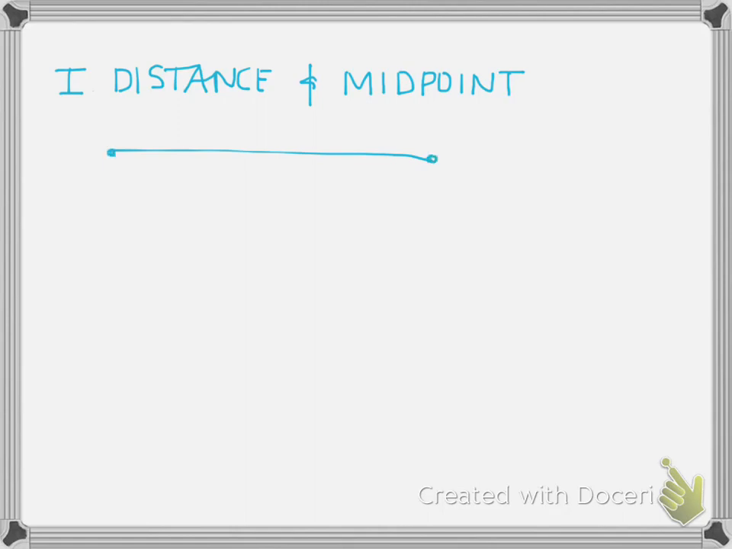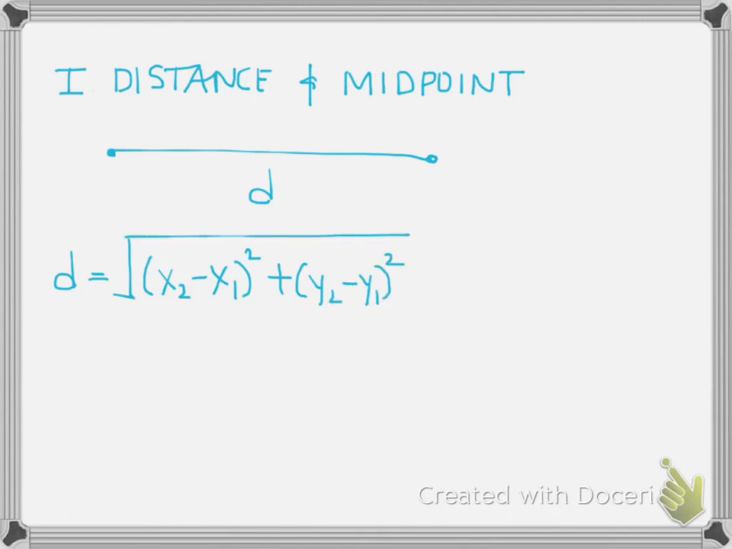points. Okay. So the distance would be your x2 minus your x1 squared plus your y2 minus your y1 squared, and then taking the square root of it would be your distance.